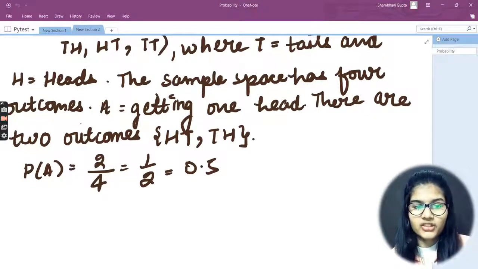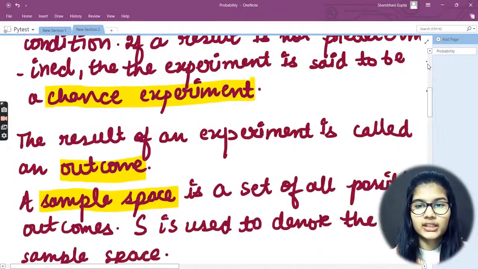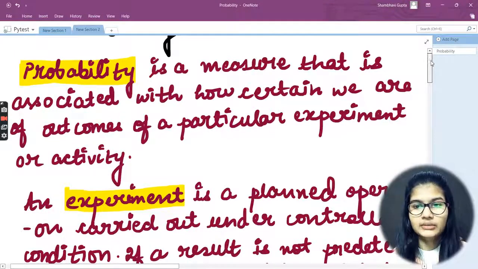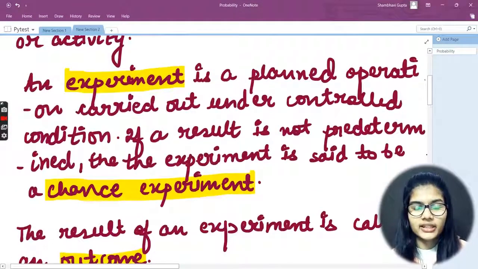Right, so I hope I am pretty clear with this particular example which I have taken up here. Now what I want to do is revise these terminologies once for you, because it will be much easier for you to relate to the things. So we started with the question: what is an experiment?